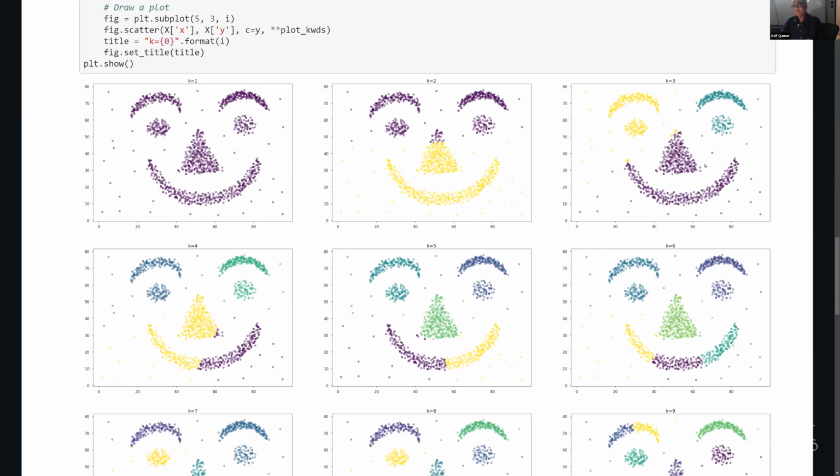What about K is equal to 3? A little bit better maybe, but the nose has a bit of yellow. It's a little bit better, but not really. The eyes and the eyebrow should be separate clusters, hopefully. Well, that didn't quite work, but this looks reasonable. What about K is equal to 4?